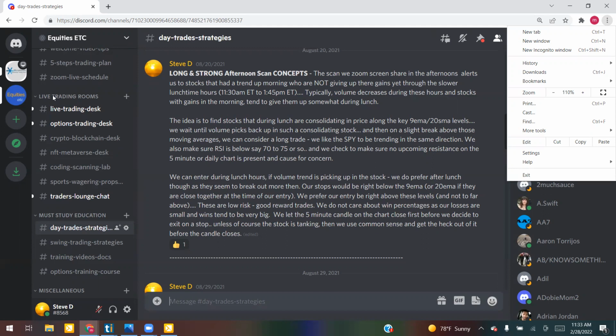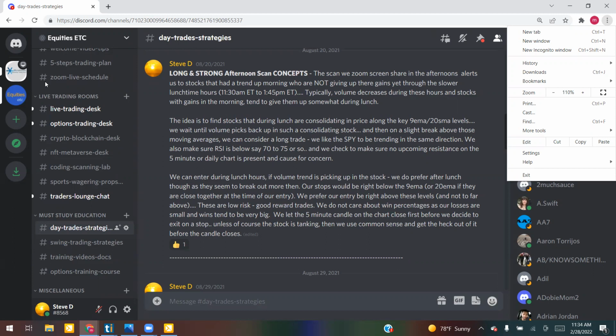Our stops would be right below the 9 EMA or the 20 EMA if they are close together at the same time of our entry. We want those small losses. And obviously, as always, we prefer our entry price to be right above the 9 or 20 level. We let the 5-minute candle on the chart close first before we decide to exit on a stop, as always. Unless, of course, the stock is tanking, then we use common sense and get the heck out of it.